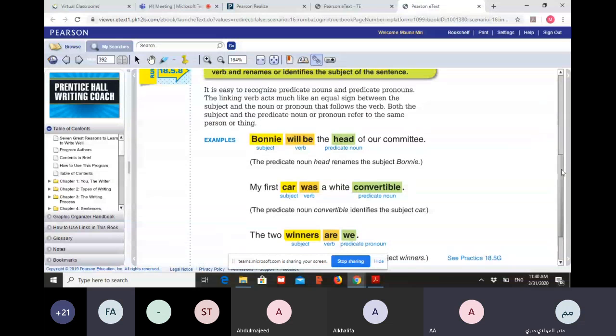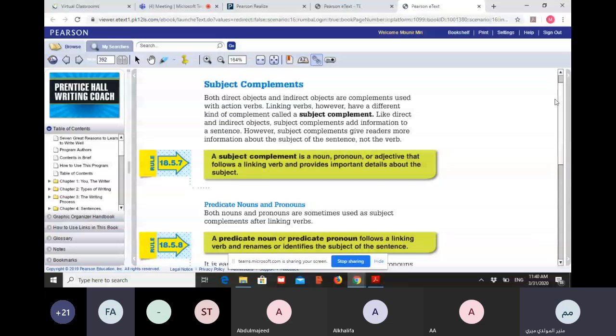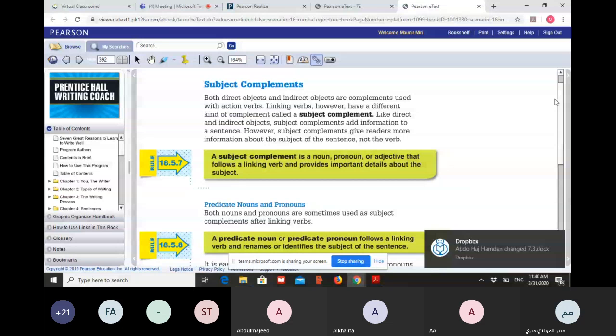We are going to go back a little bit. Here we said the course is about the subject complements. Subject complements are different from direct and indirect objects, the two topics that we studied last time. Last time we said that an indirect object or a direct object comes after an action verb. The subject complement is totally different because it comes after a linking verb.